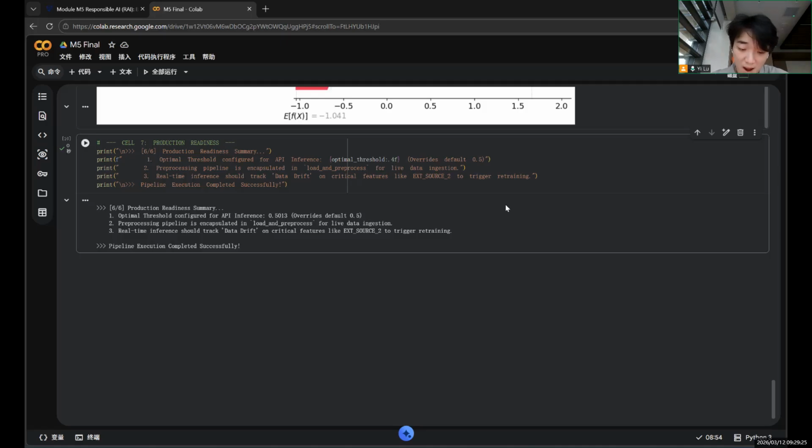In conclusion, by embedding rigorous cross-validation, algorithmic fairness checks, and granular interpretability directly into the code, this project demonstrates that highly accurate predictive analytics and responsible AI are not mutually exclusive. They are complementary necessities for modern financial technology.